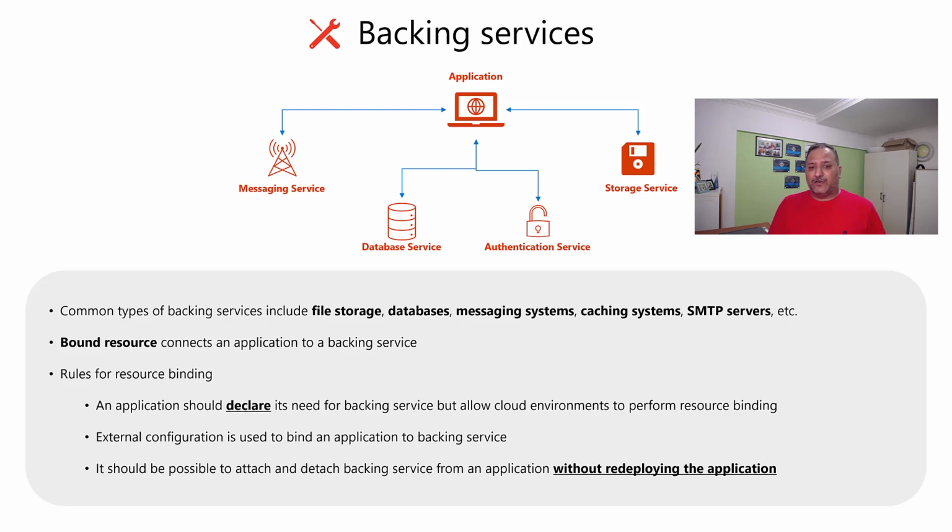And the third basic rule of resource binding is that it should also be possible to attach and detach the backing service from the application without redeploying the application. An example here is, let's say you have deployed your application in different regions in your cloud provider, Microsoft Azure for example, and you have an East region and a West region, and there is an outage in the East region. Now you need to switch your database connection, or the database which was hosted in the East region, to a DR site, which could be your West region.